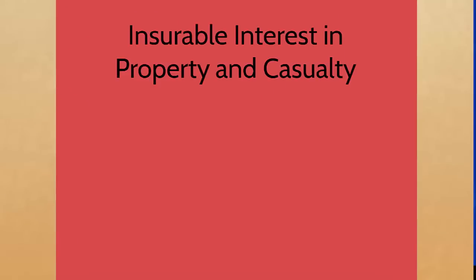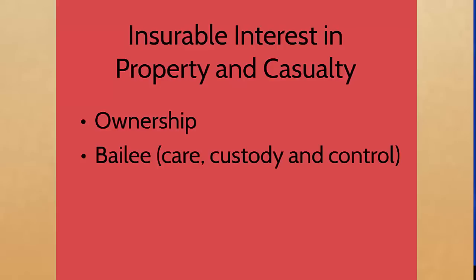In order to have insurable interest in property and in casualty exposures, the insured must have ownership of the property or business which it's insuring, or it could be a bailee, have the care, custody, and control of property. For example, a dry cleaner has care, custody, and control of the clothing that it's cleaning. If something were to happen to that property, the dry cleaner might be liable. This is different than typical liability coverage. Next, if someone is a secured creditor to property.